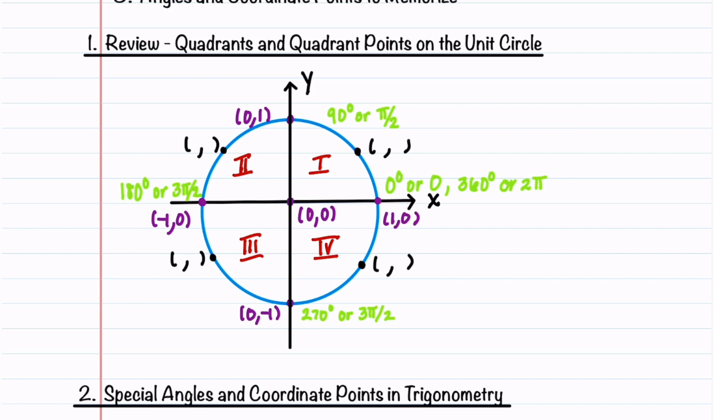In the first quadrant, our x and y values are both positive. In the second quadrant, our x value is negative, our y value is positive. In the third quadrant, both values are negative. And in the fourth quadrant, the x value is positive and the y value is negative.